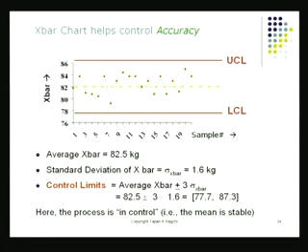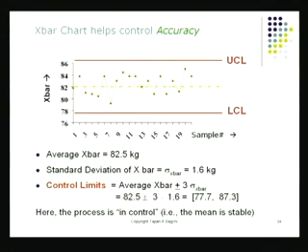This is probably looking at the filled quantity in a bag. There are many such bags being filled, maybe fertilizers, or maybe cement. The average X-bar value is turning out to be 82.5. The standard deviation of this, when I do my calculation, I find it to be 1.6. Now, let me remind you of a couple of things.